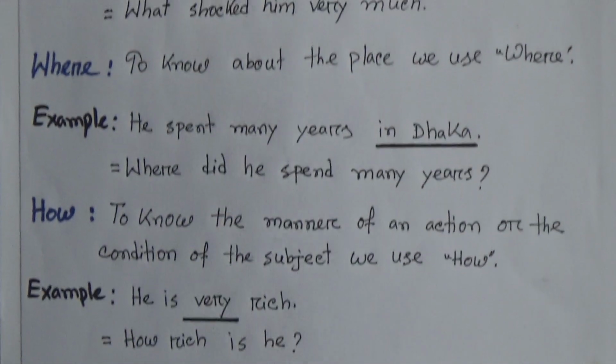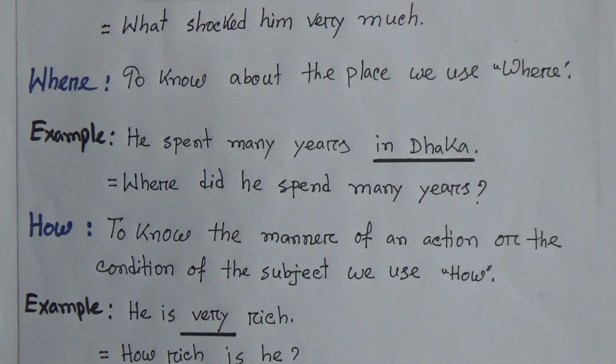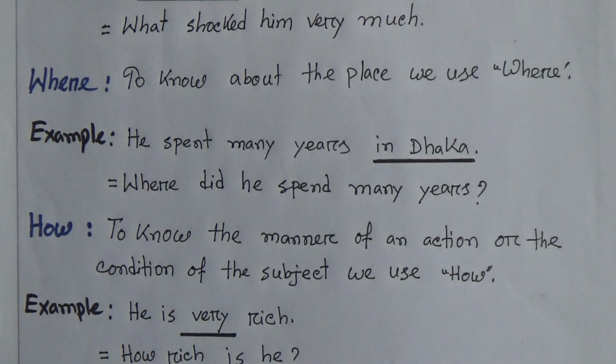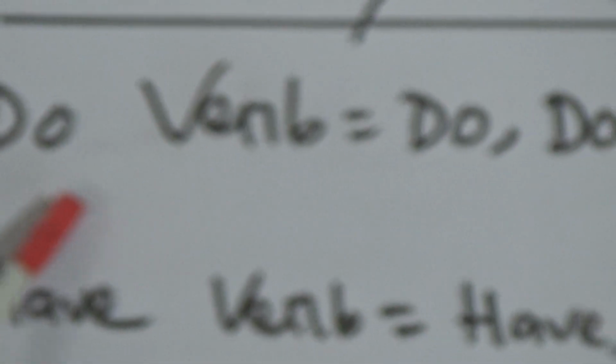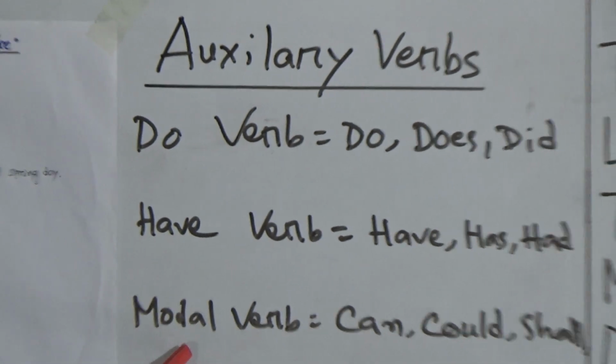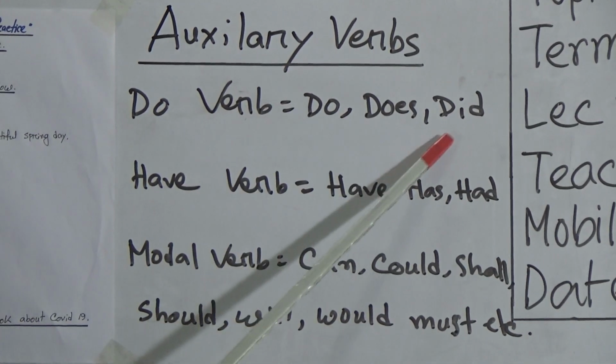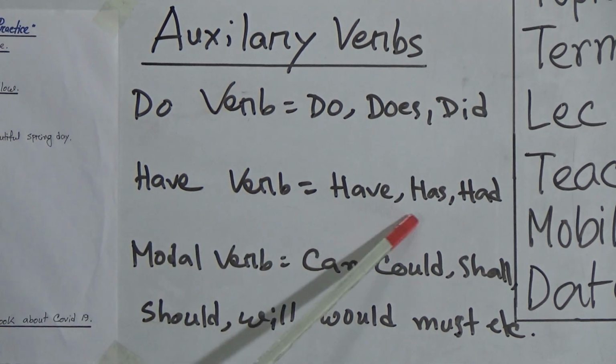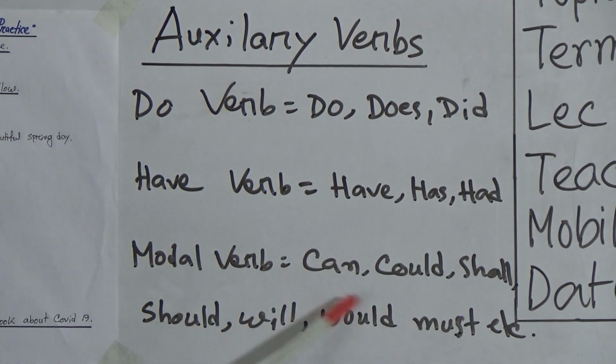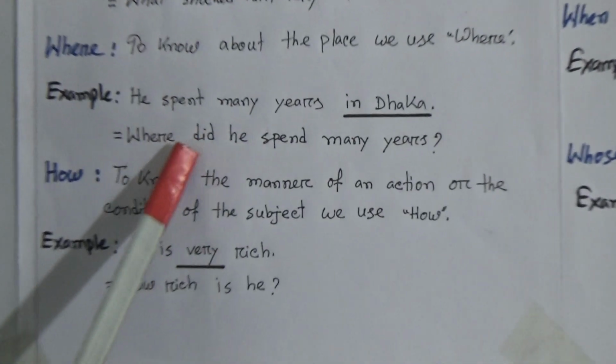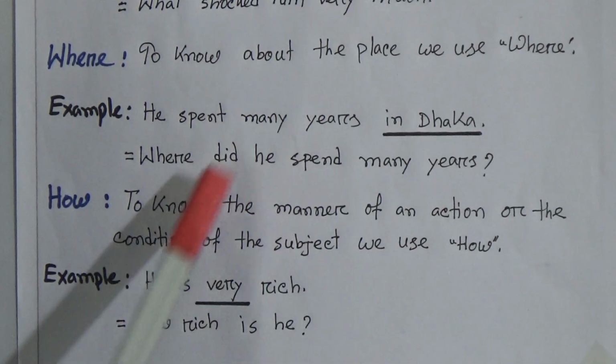Dear students, there are some WH words that take auxiliary verbs after them, and auxiliary verbs are of 3 kinds. Look here, auxiliary verbs are of 3 kinds: do verbs, have verbs and modal verbs. Do verbs are do, does and in the past form did. Have verbs are have, has and had, and modal verbs are can, could, shall, should, will, would, must, etc. So where takes an auxiliary verb after it, and as the sentence is in past form, we will use did.